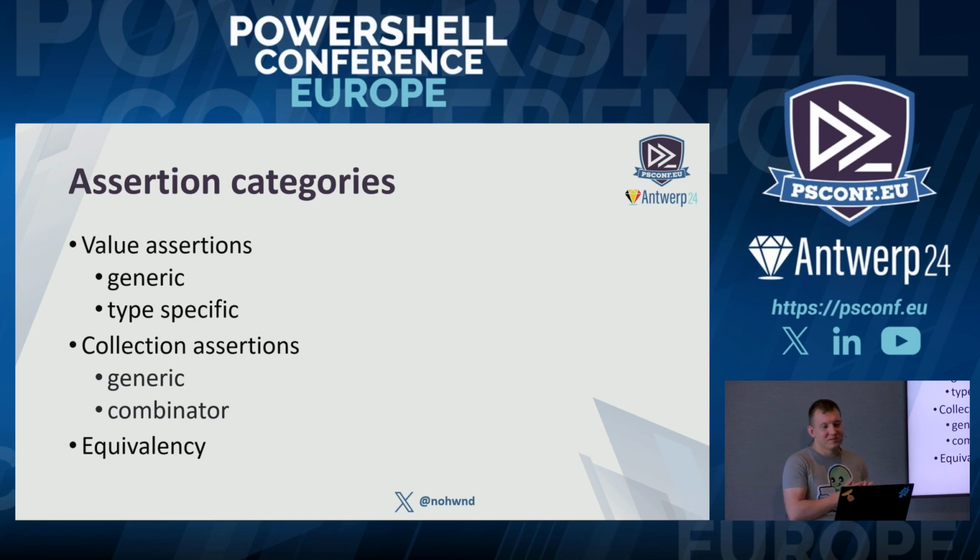But in Pester 6, we have all of them ported, and we have new other assertions. So I split them into different categories so they can have specific rules on how to behave. And the big broad categories are value assertions, collection assertions, and then we have assertion for equivalency. And in the value assertions, we have generic assertions that accept any type of value, and type-specific that are specialized on a specific type of thing, like a Boolean or a string. Then we have collection assertions, we have generic, and combinators that help you combine with other assertions. So let's go through all of that.